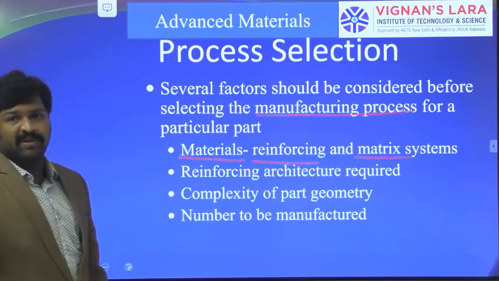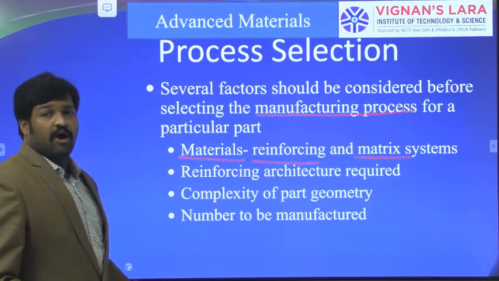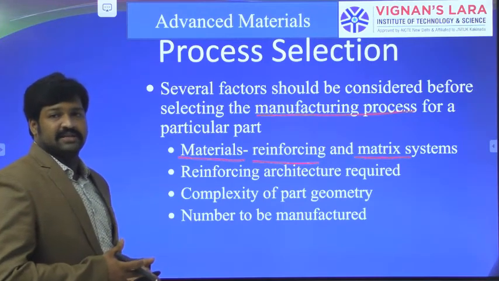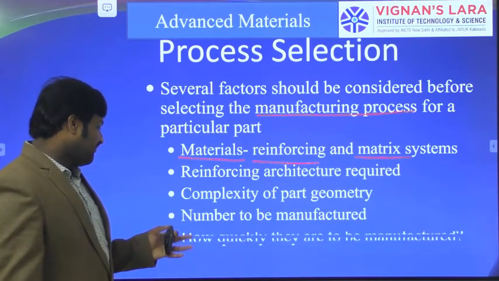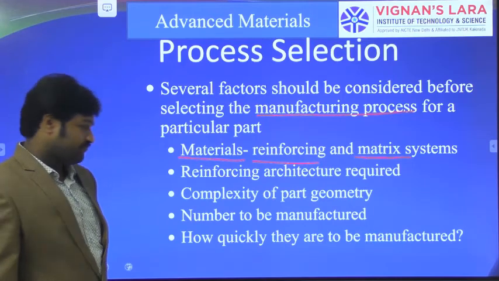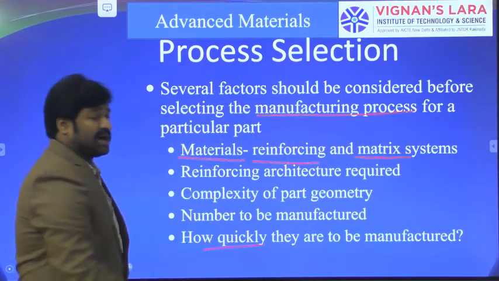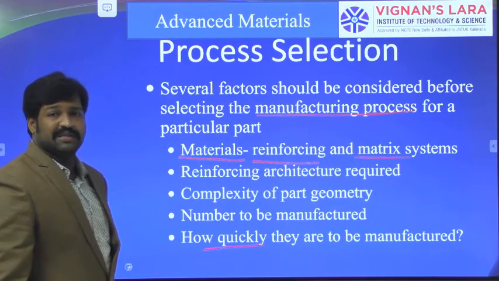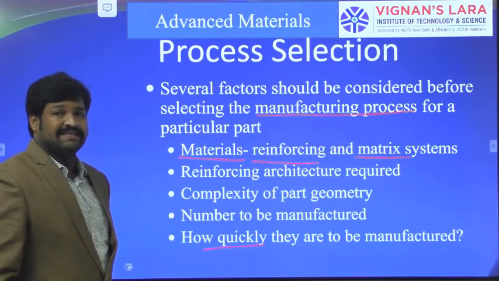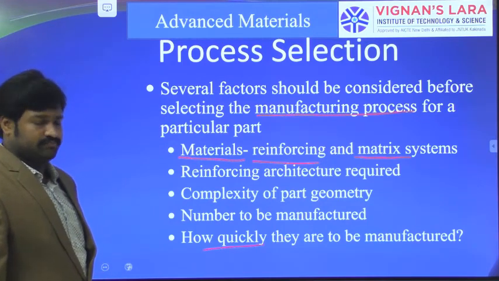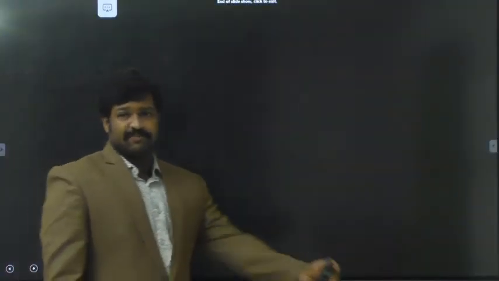Next, number to be manufactured. How many components are to be manufactured is also an important part. Finally, how quickly they are to be manufactured. How much time is required for curing also plays an important role. So these are the various methods for manufacturing of polymer matrix composites.